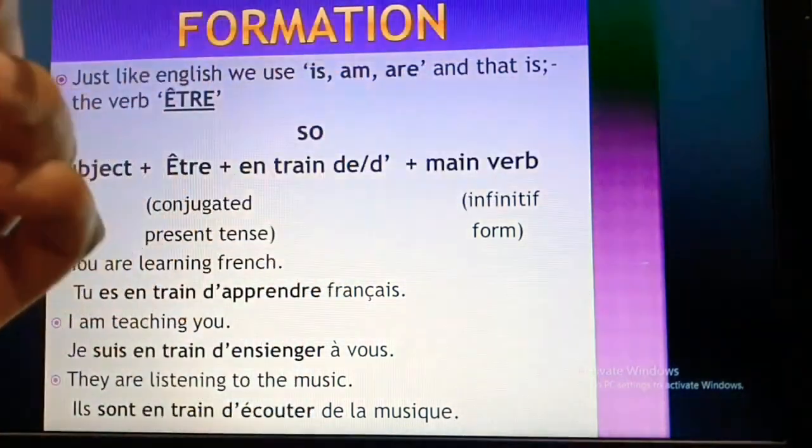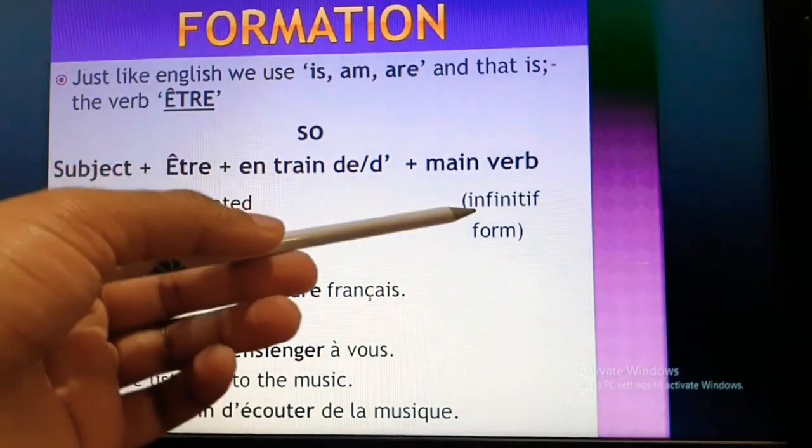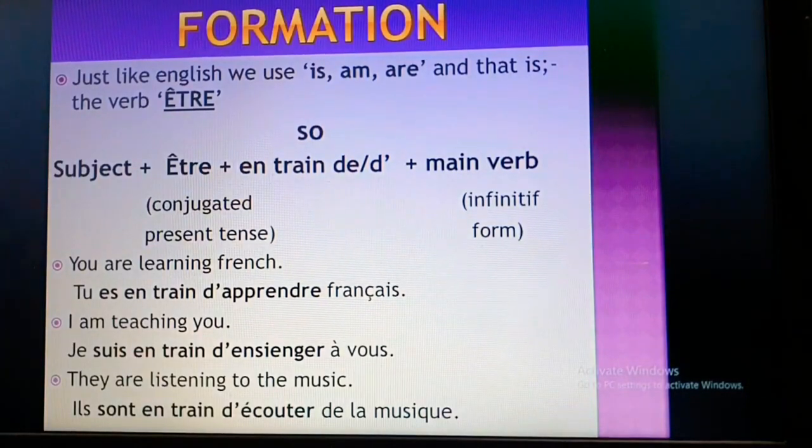starting with a vowel like aller, étudier, enseigner, etc. The main verb will be in infinitive form. This is very different from the English present continuous. We don't have the ing form, whereas we say we are in the process of learning. I am in the process of teaching you this topic. You students are in the process of learning the French subject in 9th class.